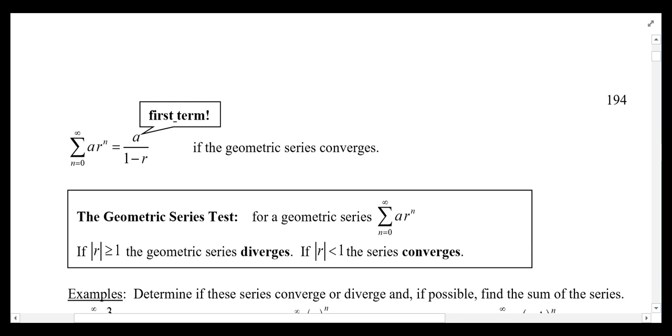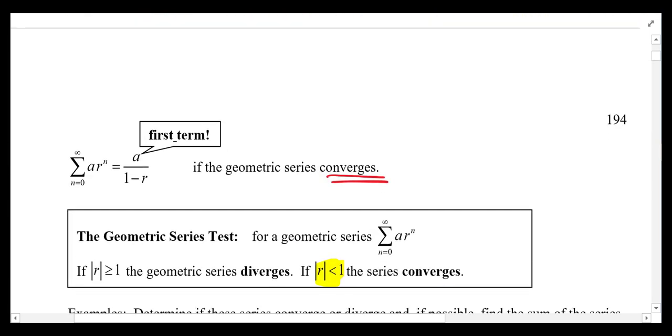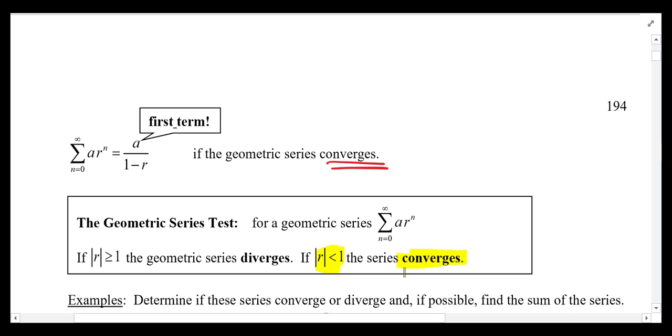The sum for a geometric series is equal to A over 1 minus R, provided that we understand the series must converge. And how do I know if something converges? It all really depends on that R value, the ratio. If the ratio is less than 1, which was the example that I gave you over here, remember? This ratio here was 1/10. Example number 8, it's less than 1. We got a converging series.